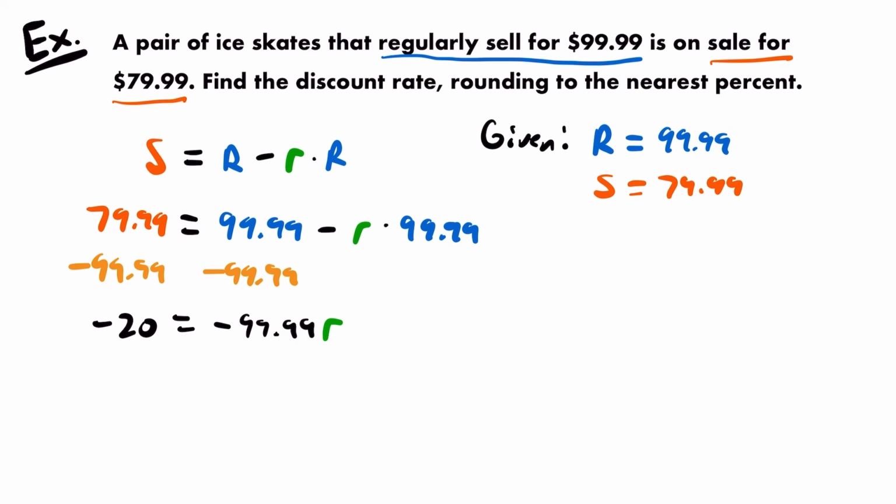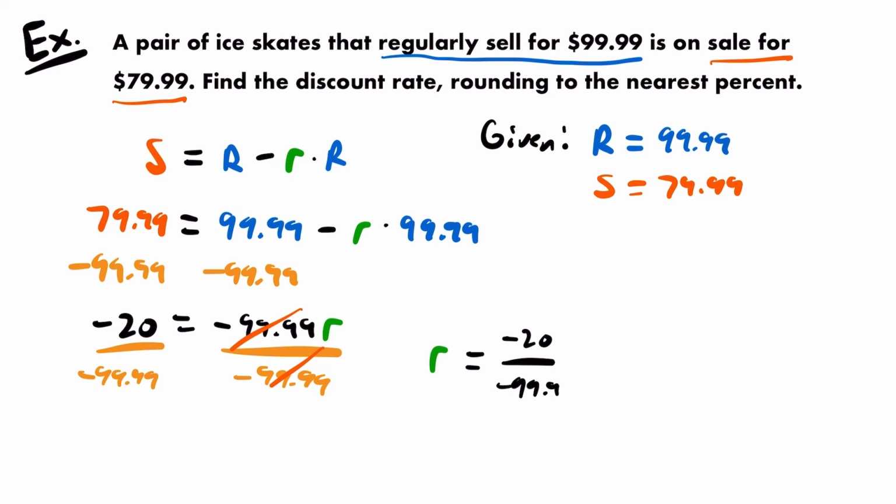You could rewrite that term like this. Now, what we need to do is isolate r, or solve for it by removing that coefficient. We need to divide both sides of the equation by negative 99.99. So let's do that here. We'll divide both sides by negative 99.99. So these two will cancel out, and you'll just have that the discount rate R is equal to negative 20 divided by negative 99.99. All right, so I'm going to write that over here. R is equal to negative 20 divided by negative 99.99. All right, so I'm just continuing that work over here.